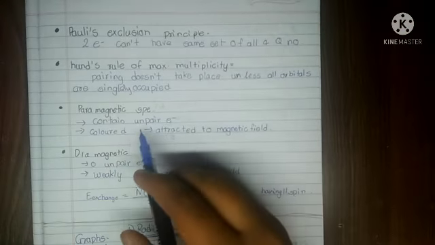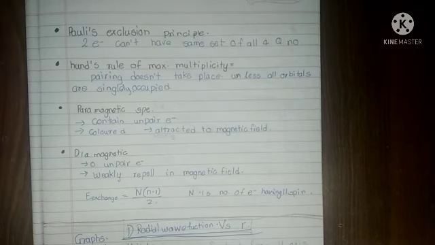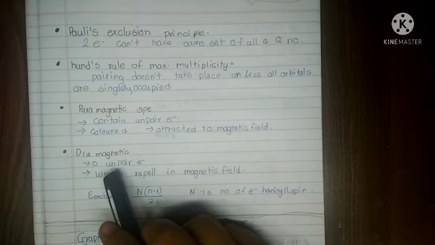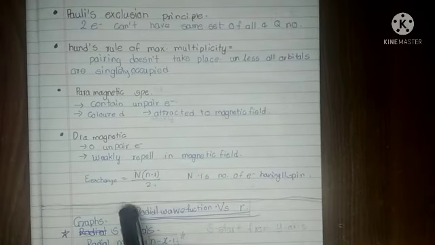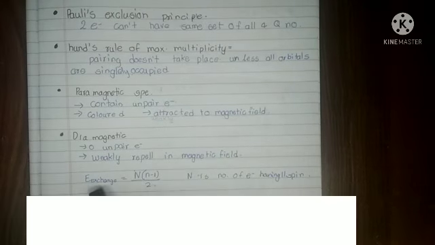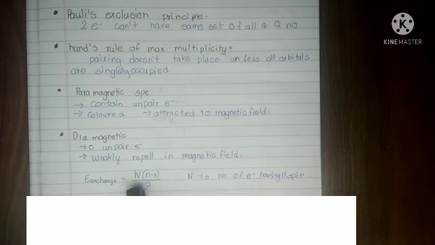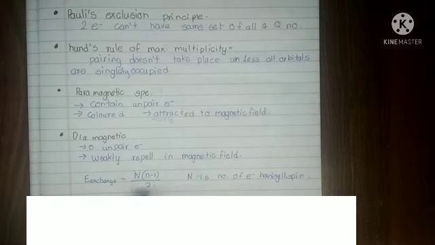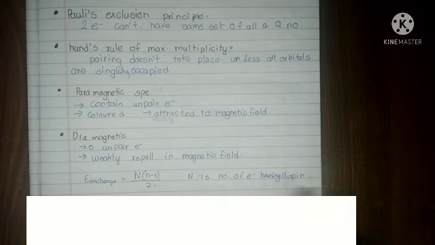Paramagnetic species contain unpaired electrons, are colored, and are attracted by a magnetic field. Diamagnetic species have zero unpaired electrons and are repelled by a magnetic field. Exchange of electrons. This is the formula for finding the exchange of electrons: n into (n minus 1) upon 2, where n is the number of electrons having the same spin.